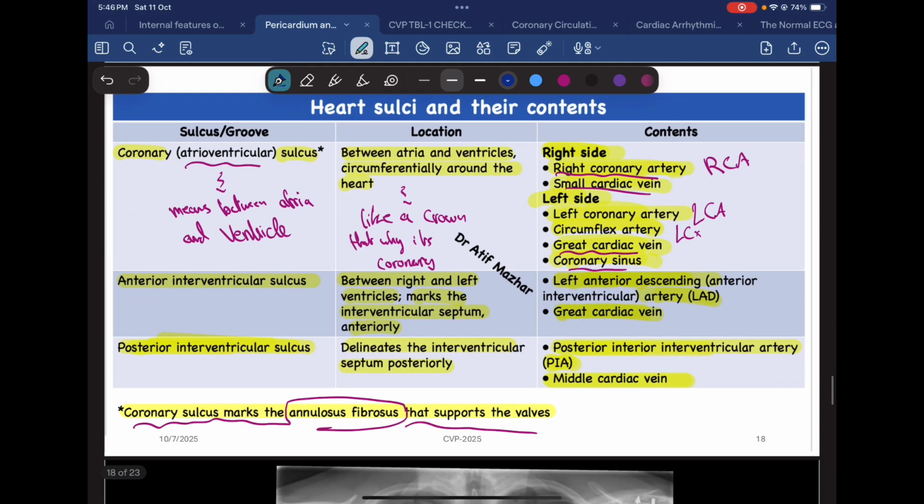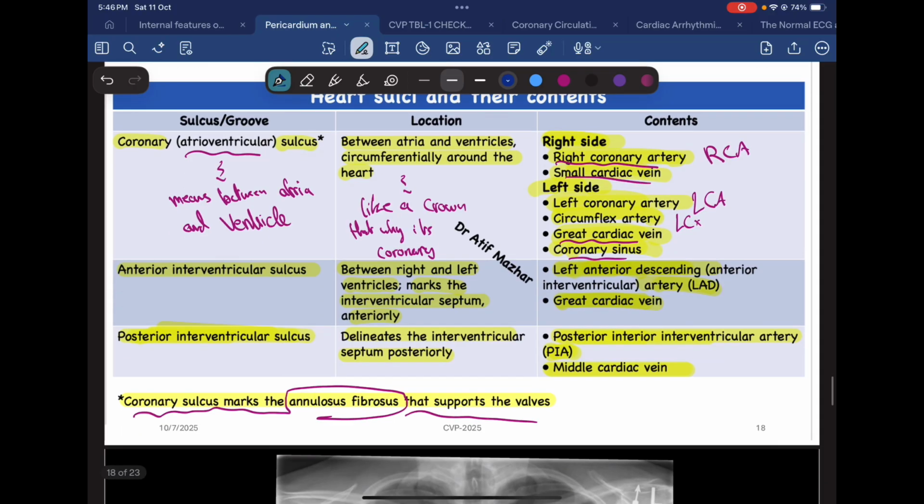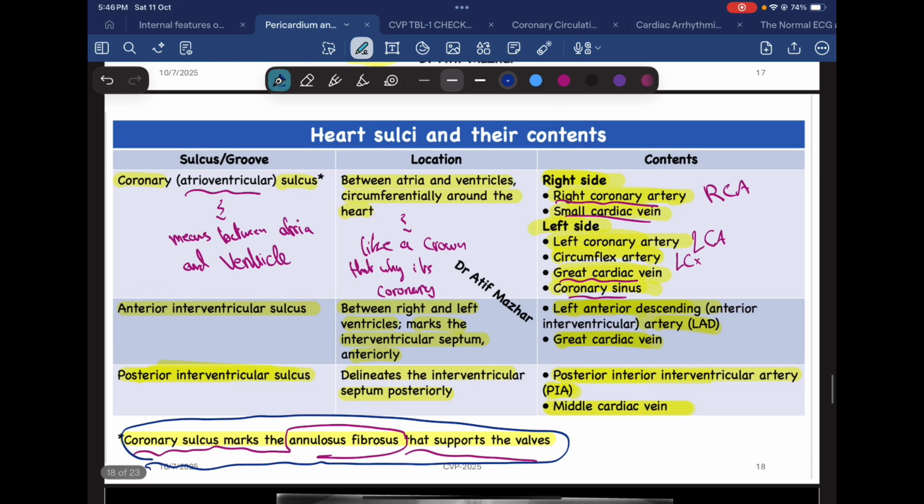Now, everything here I just said, except the coronary sulcus, marks the annulus fibrosus that supports the valves. For the coronary sulcus, we said there's a right side, which contains RCA and small cardiac vein. Left side contains LCA, circumflex artery, great cardiac vein and coronary sinus. You have the LAD and the great cardiac vein in the anterior interventricular sulcus. Now the posterior part of the interventricular sulcus, you have the PIA and the middle cardiac vein.